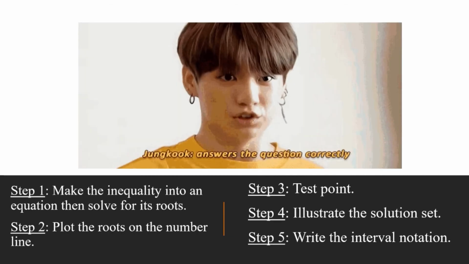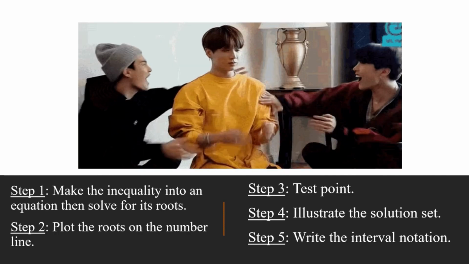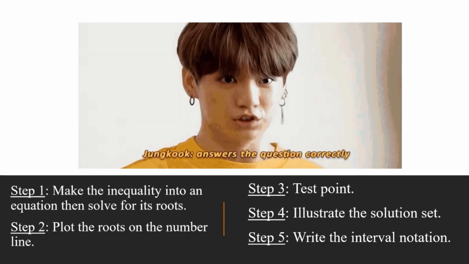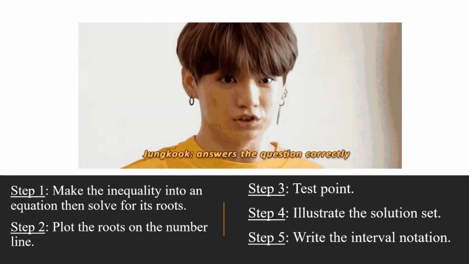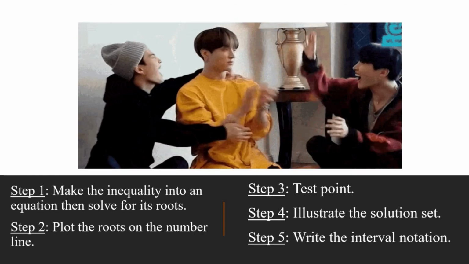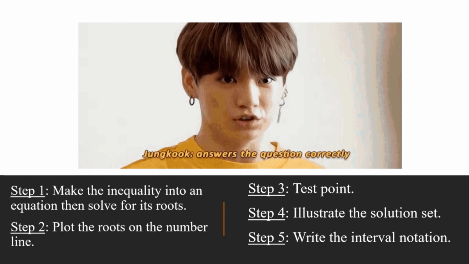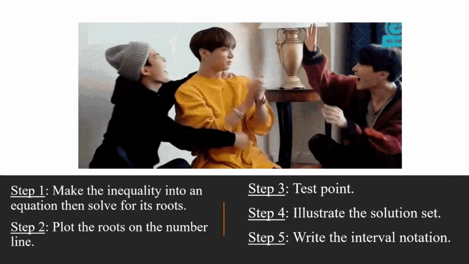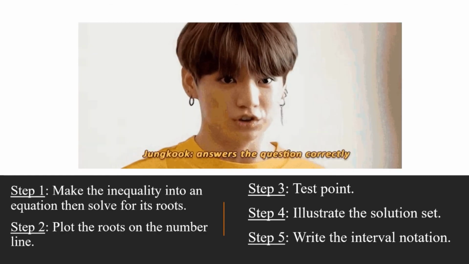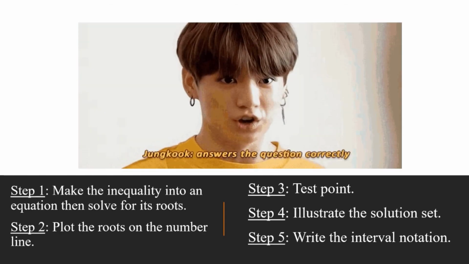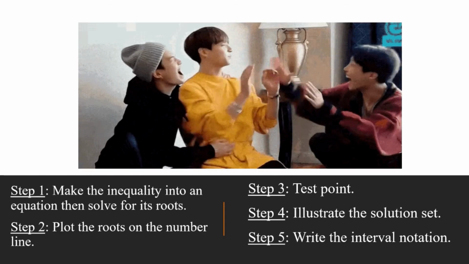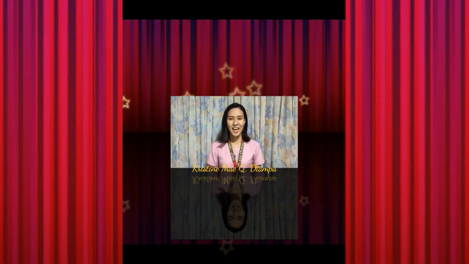So let us be reminded of the following steps in solving and illustrating quadratic inequalities in one variable. For step 1, we have to make the inequality into an equation, then solve for its roots. Step 2, plot the roots on the number line. Step 3, we have to do the test point. Step 4, illustrate the solution set. And step 5, write that solution set in interval notation. So that was solving quadratic inequalities.